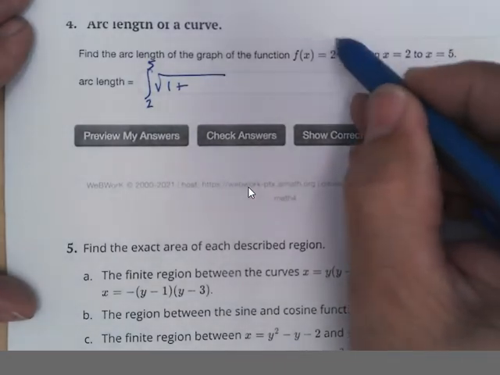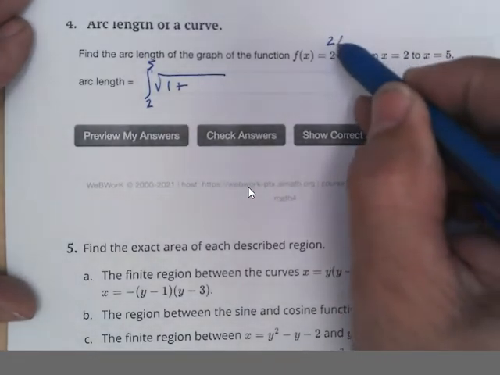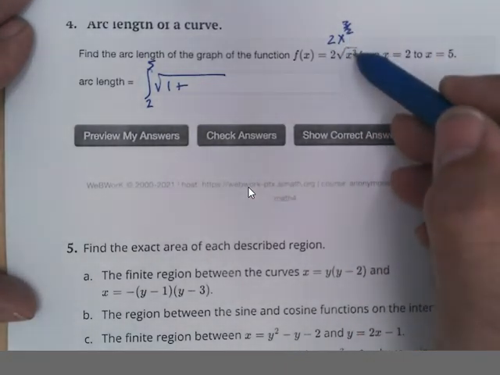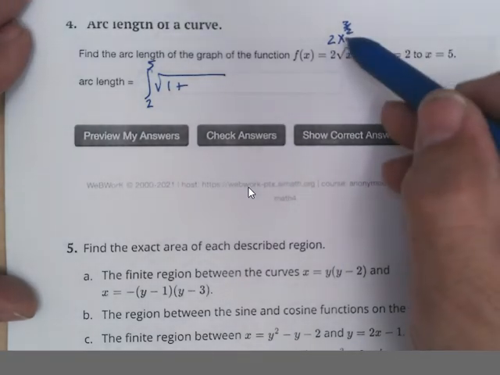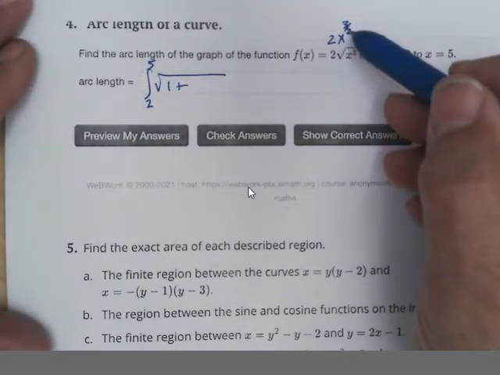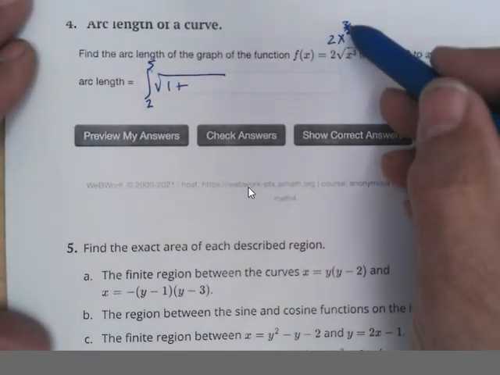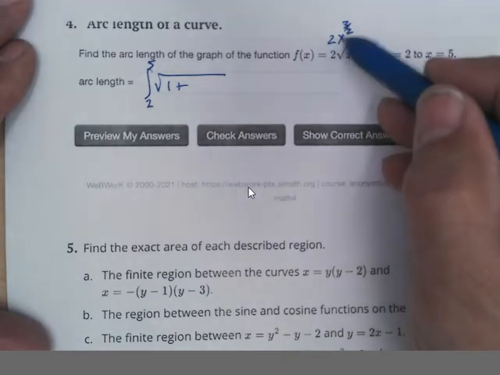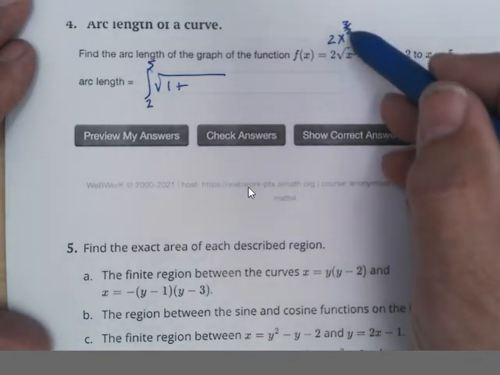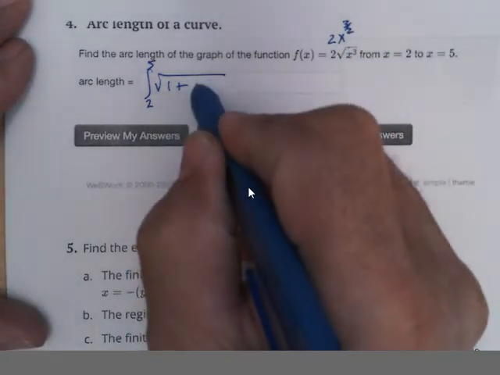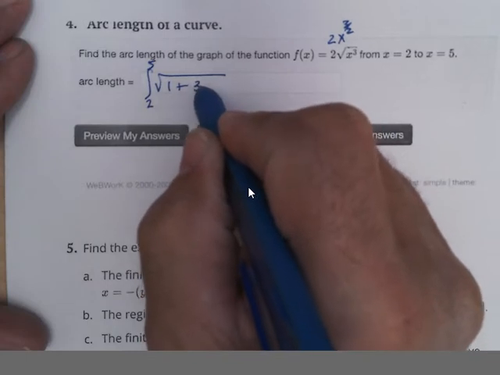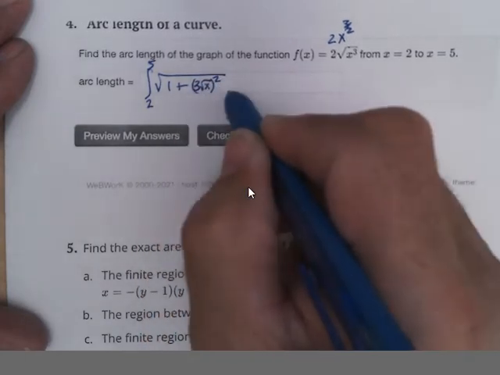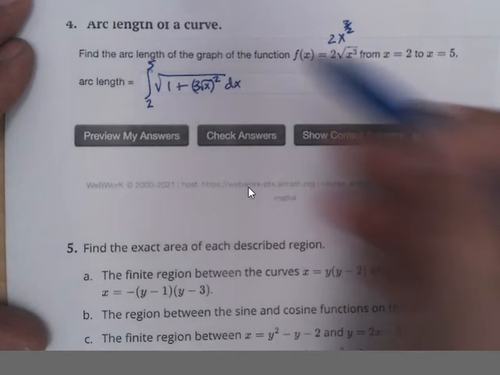So this is 2x to the 3 halves. The square root is the half, and that's the power of 3. So its derivative, we take the 3 halves down times this, and so that becomes 3x, and lower this by 1 to the 1 half. So it's the 3 square root of x squared dx.